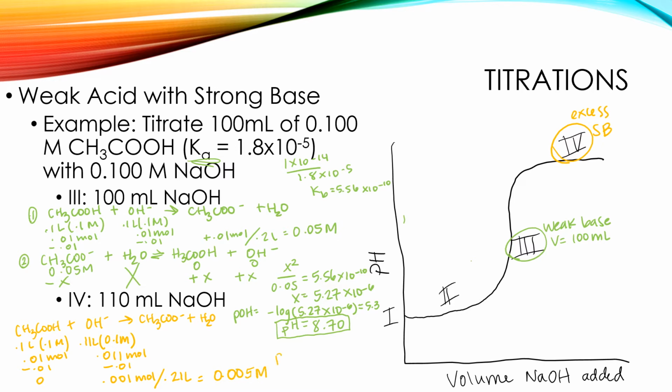So now pOH is equal to the negative log of 0.005. So the pOH is equal to 2.3. So my pH is equal to 11.7. Expected it to be high because we have excess strong base.